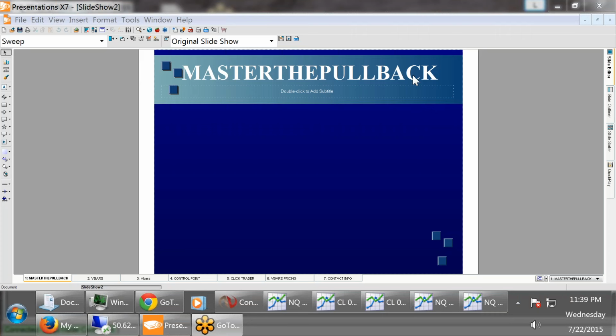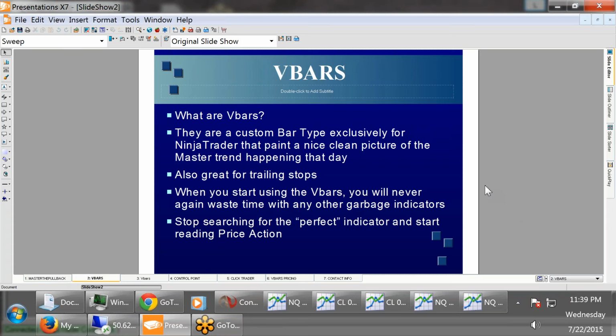So the first slide we're going to look at is basically what are the V-bars. The V-bars are a custom bar type developed exclusively for NinjaTrader, and what they do is they paint a nice big picture of what is happening in your market on that day. It's very good at summarizing the master trend that is currently underway, and it's beautifully simplistic in the fact that it's just color-coded. There are only two colors. There's green, and then there's red.